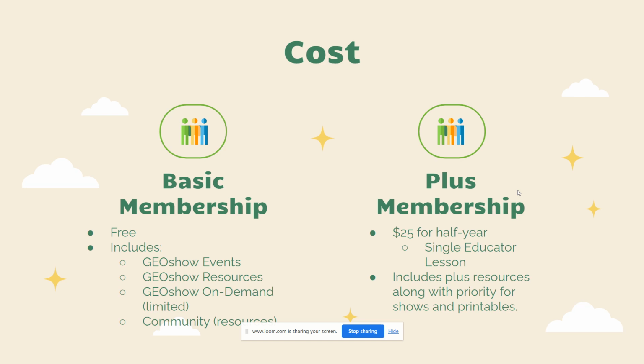There is a Plus membership. This is $25 for a half year, and this is only for a single educator license, so only one teacher can use that license. With this membership, you get the Plus resources along with priority for shows and printables. So this is the membership where you can get those premium virtual field trips, and also since the live events are live, there are only a certain number of classes that can join them. So if you have the Plus membership, you have a priority to join those over someone with a basic membership.